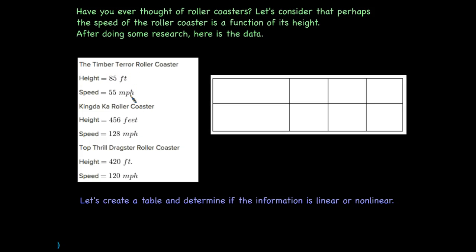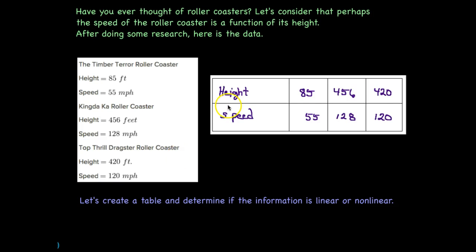Let's start by creating a table and determine if the information is linear or nonlinear. When we create our table, we usually put the independent variable on the top and the dependent variable on the bottom. Based on this information, pause the video and fill out the table. We know that height affects speed. Speed is therefore a function of height. The faster we go is related to how high the roller coaster is. So speed depends upon our height. If we wanted to use function notation, we could call height little h, and we could call speed capital S of h.